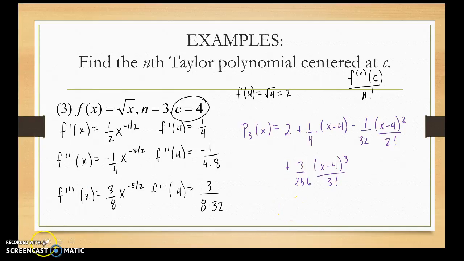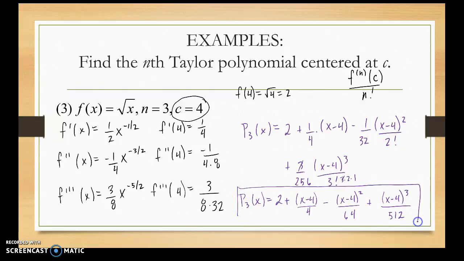All right, so let's clean this up a little bit. So my third degree Taylor polynomial, 2 plus x minus 4 divided by 4 minus x minus 4 squared all over 64. And then plus, 3 factorial I know is 3 times 2 times 1, so I can cancel that 3. And I get x minus 4 quantity cubed all over 512. So that would be my final answer.